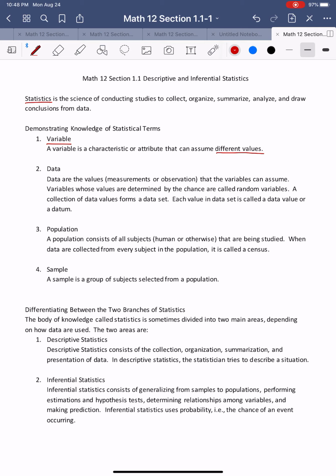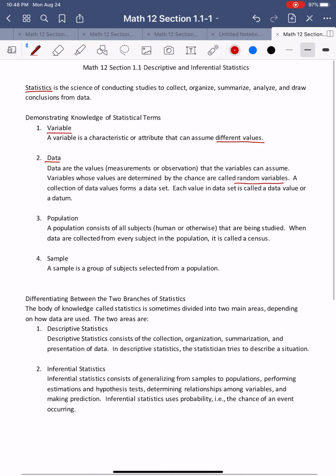Once you think about variables, then we can collect the data. So data are the values, the measurements or observations that the variable can assume. A variable whose values are determined by chance is called a random variable. A collection of data values forms a data set. Each value in a data set is called a data value or datum.